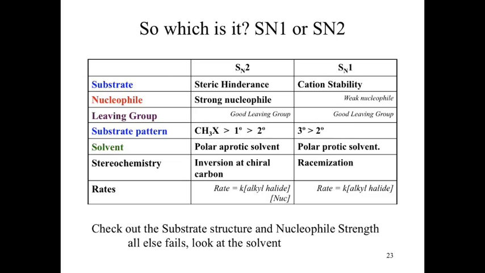If you really can't tell the difference between the substrate and the nucleophile on deciding SN1 and SN2, the leaving group isn't going to help you because you need a good leaving group. So the last thing you'd have to fall back on is the solvent. SN2 favors the aprotic, SN1 favors the protic. Okay, so all of these things are now contributing to either one mechanism or the other.